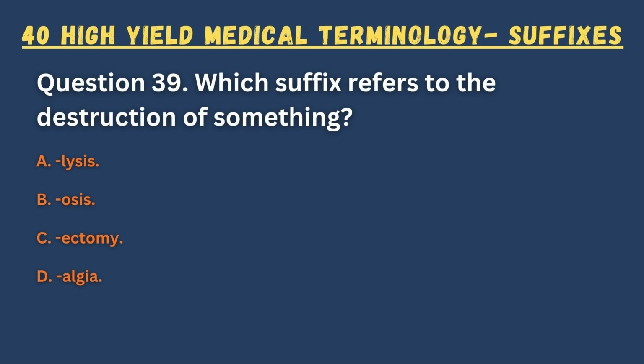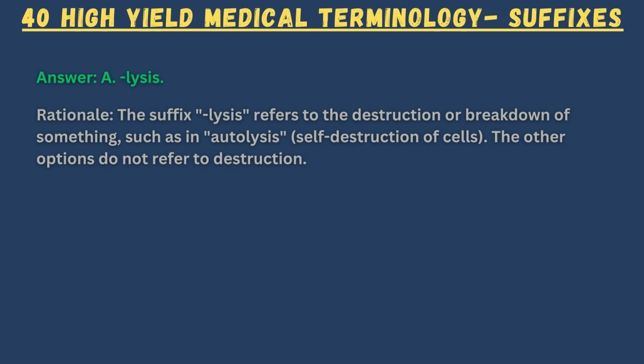Question 39. Which suffix refers to the destruction of something? A. Lysis. B. Osis. C. Ectomy. D. Algia. Answer: A. Lysis. Rationale: the suffix lysis refers to the destruction or breakdown of something, such as in autolysis, self-destruction of cells. The other options do not refer to destruction.